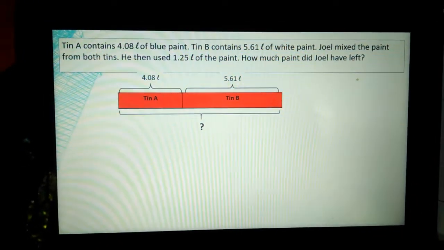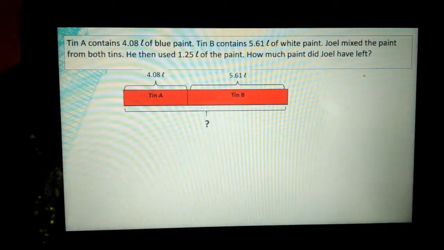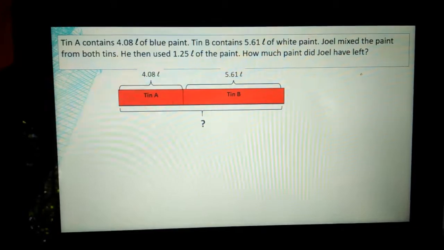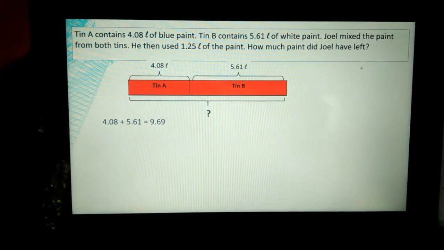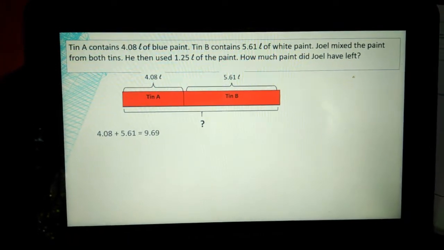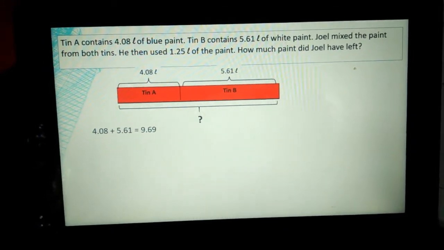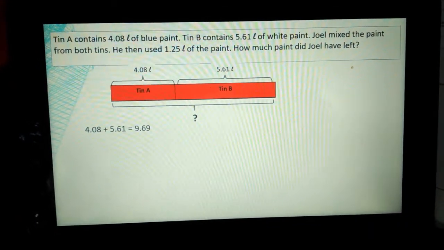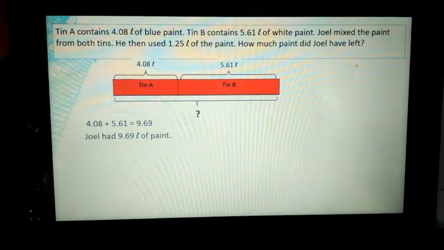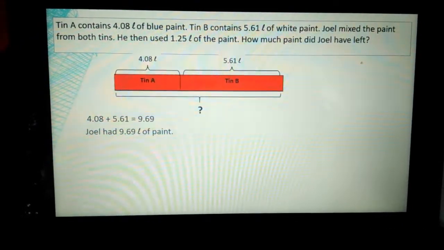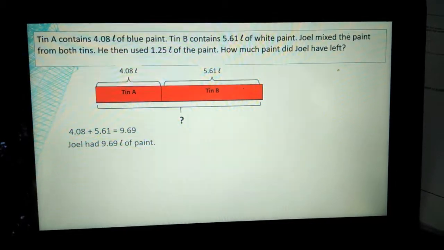Yes, this is addition. So we need to add 4.08 plus 5.61 liters. 4.08 plus 5.61 equals 9.69. Joel had 9.69 liters of paint. Because the question is, how much paint did Joel have left?